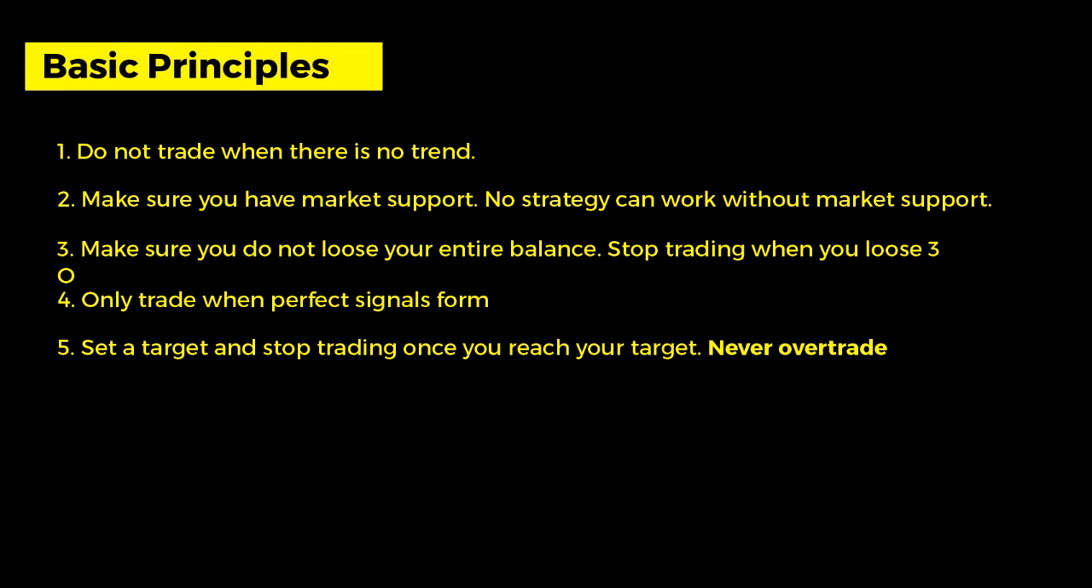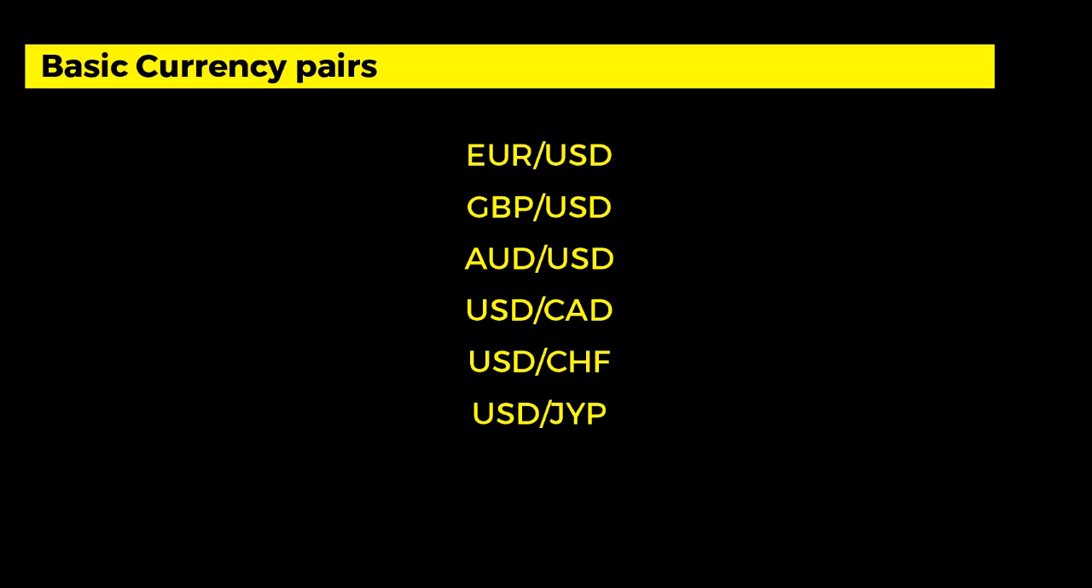So we move to the basic currency pairs that I normally trade with. This is EUR/USD, GBP/USD, AUD/USD, USD/CAD, USD/CHF, USD/JPY. However, I normally trade with 4 sets. Maybe I can do EUR/USD, GBP/USD, AUD/USD, and USD/CAD. Just four at a time.